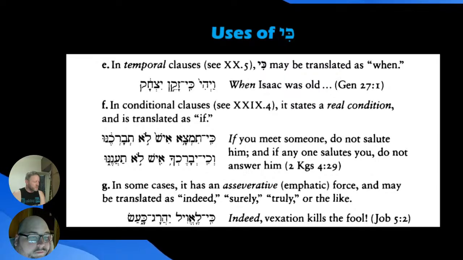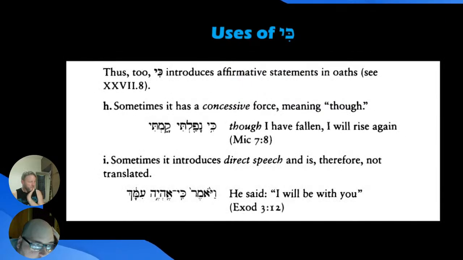G. In some cases, it has an asseverative or emphatic force and may be translated as indeed, surely, truly, or the like. Indeed, vexation kills the fool. Ka'as, like sin, anger, vexation. Thus, too, ki introduces affirmative statements and oaths. Okay, we've already seen that.